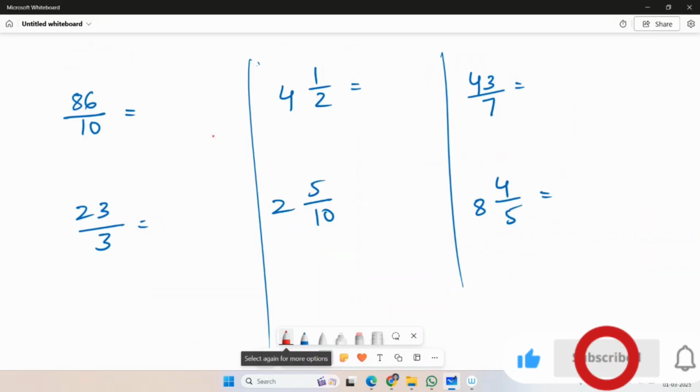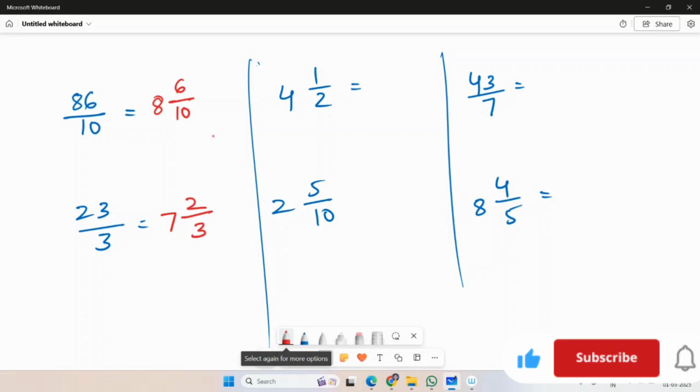Let's practice some questions based on conversion of improper to mixed and mixed to improper. Here 86 by 10. Let's convert into mixed fraction. 10 times 8 is 80 and 6 upon 10. 23 divided by 3. 3 times 7 is 21. 2 upon 3. 4 1 upon 2.